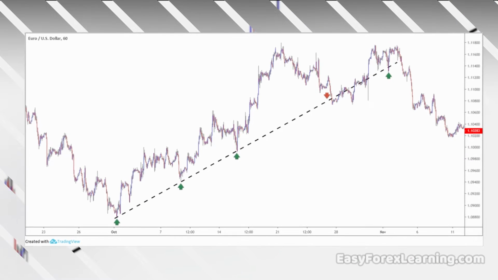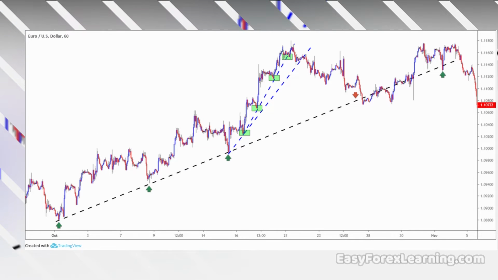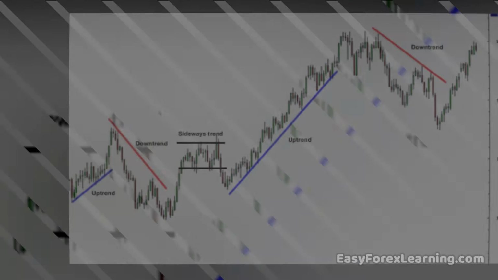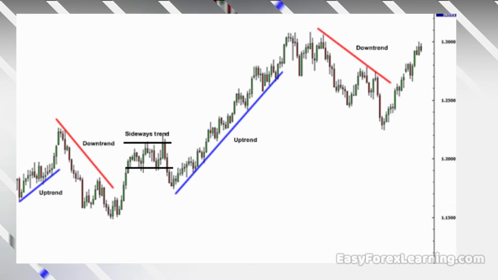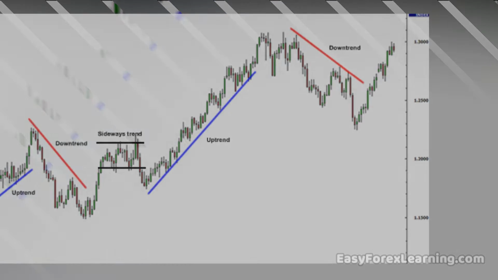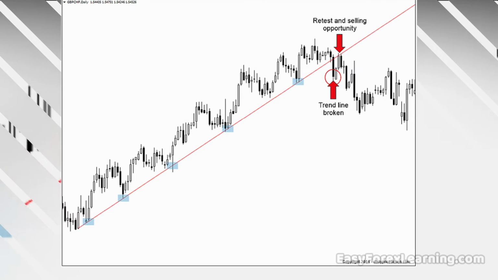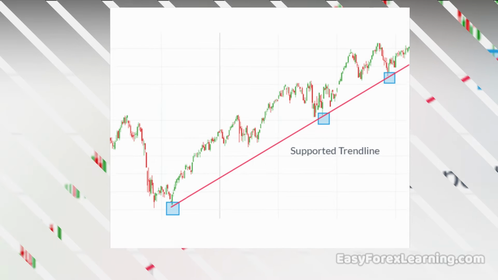other way around. In their most basic form, an uptrend line is drawn along the bottom of easily identifiable support areas, valleys. This is known as an ascending trend line. In a downtrend, the trend line is drawn along the top of easily identifiable resistance areas, peaks. This is known as a descending trend line.